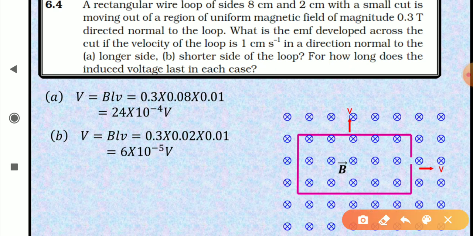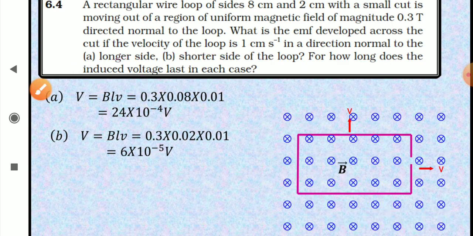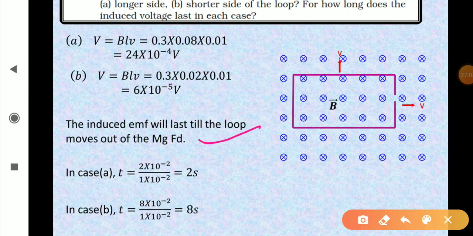Now, the second part is, for how long does the induced voltage last in each case? See, the induced voltage or induced EMF will last till there is a change in magnetic flux. Means till this whole thing is out of the magnetic field. So velocity is known and it has to cover this much length with velocity 1 centimeter per second. So the time taken will be, so the induced EMF will last till the loop moves out of the magnetic field.